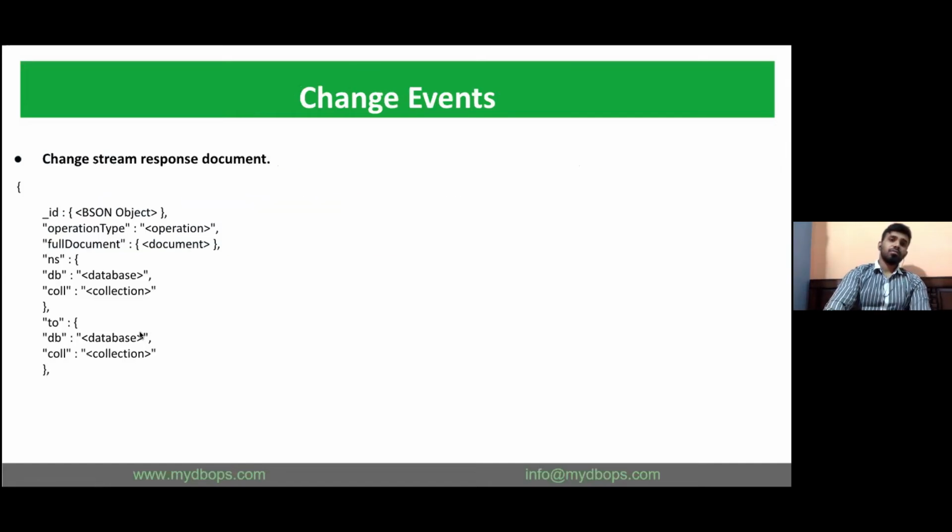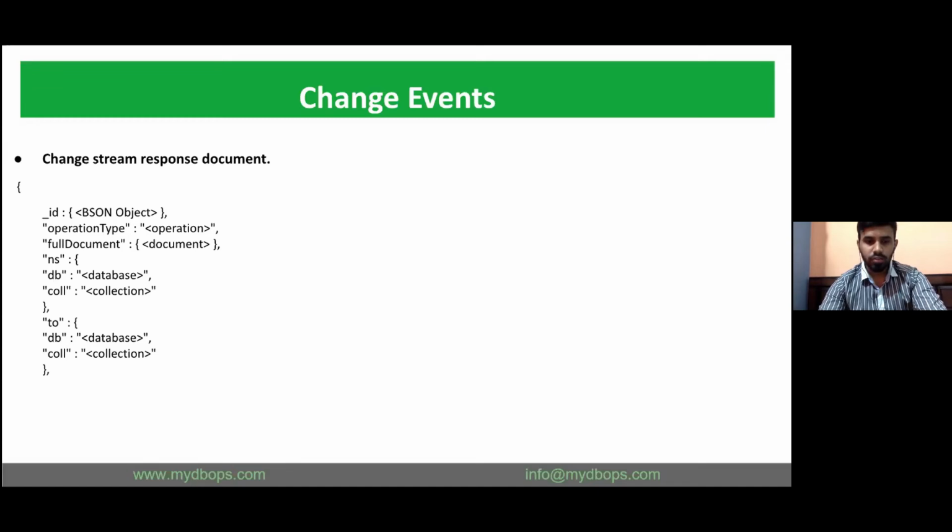Change events are nothing but a change stream response document. Whenever you enable change stream, you want to know how the document looks. This is just a response document. Here I'm going to focus only on the important fields and not all the fields. Here underscore id is the event id, that is the resume token. Operation type would be insert, update, or delete. And fullDocument is your actual document. It can be 3 lines, 10 lines, or 20 lines. Your document is reflected in this particular field.